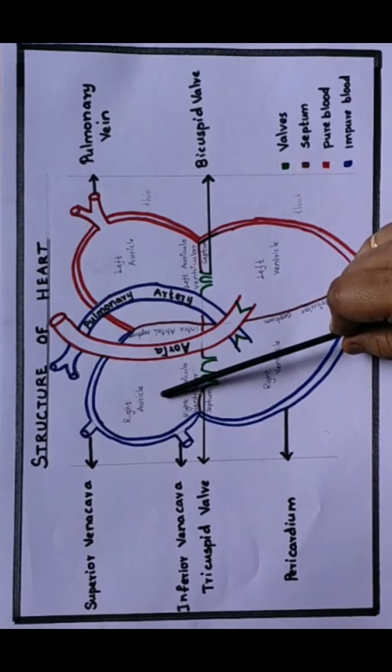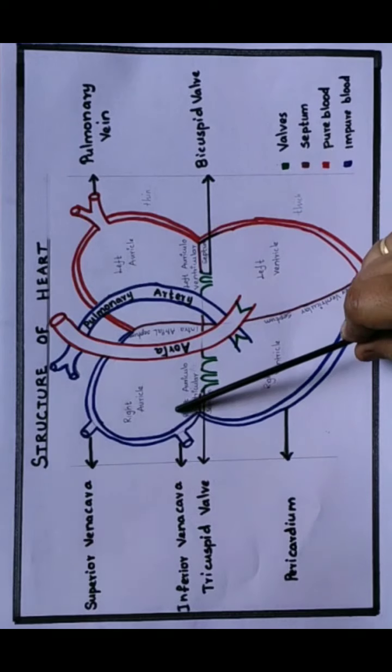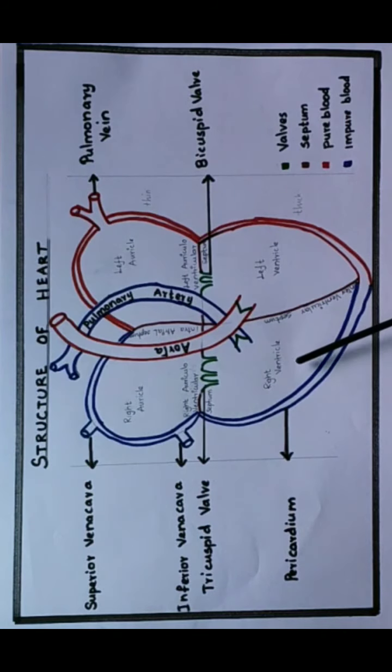The right auricle and left auricle are thin-walled. The right ventricle and left ventricle are thick-walled. The purpose of the ventricles having thick walls is to pump the blood forcefully away from the heart. That's why the ventricles have got thick walls.